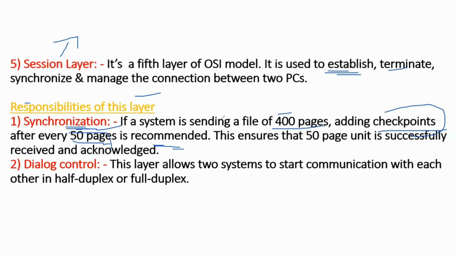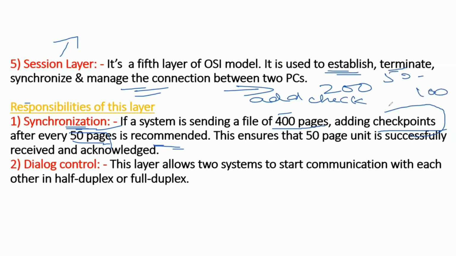In this session layer, suppose I am sending some data of about 400 pages, 200 pages, or 100 pages. Suppose I send 200 pages. The session layer will add a first checkpoint after 50 pages, then after another 50 pages, that is 100, then 150, and then 200. So it will assign four checkpoints on these files. By these checkpoints, I can ensure whether the packets or file pages were successfully received or not.